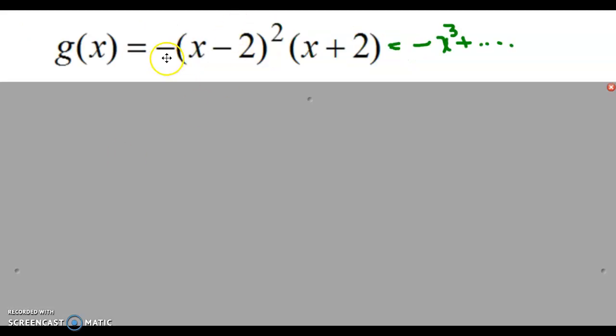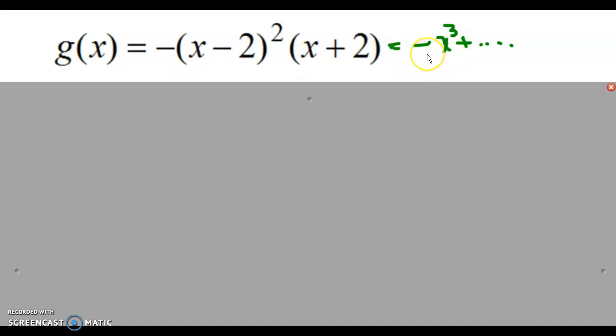All right, so this one is also factored, which kind of makes it nice, but I have to think carefully as I multiply this out. Notice that this first factor, x minus 2, is squared. So if you were to multiply that, you would get x squared. Then times this next one, we'd get x to the third. But notice in front, there is a negative sign. So my leading term would be negative x to the third.